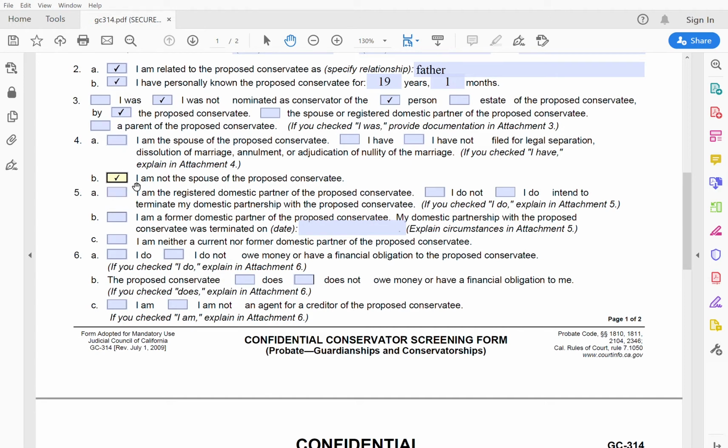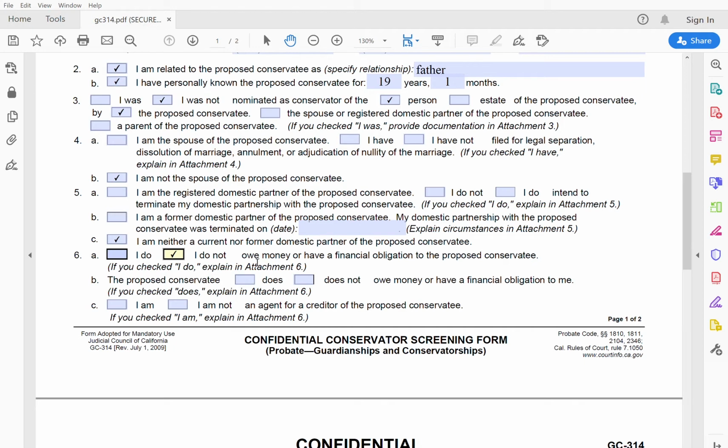5, either I am the registered domestic partner or a former domestic partner, or I am not. I'm not. So on 5, I need to make sure either A, B, or C is filled out. 6, I do or I do not owe money or have a financial obligation to the proposed conservatee. If I do, explain in attachment 6.